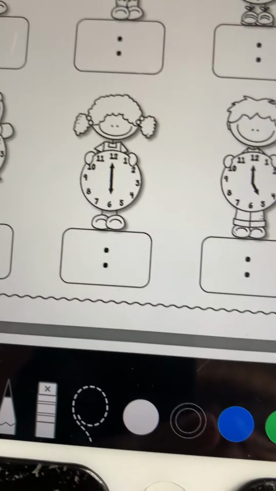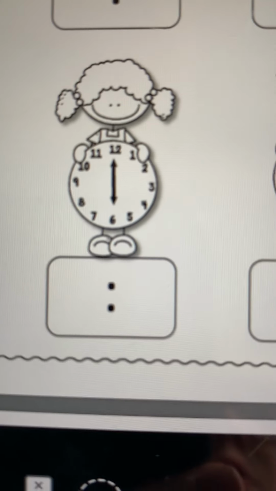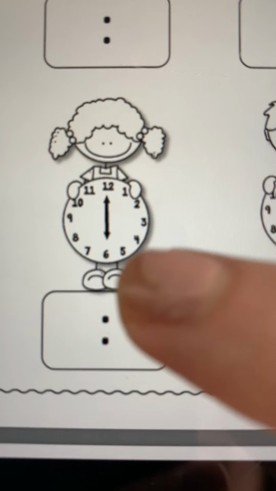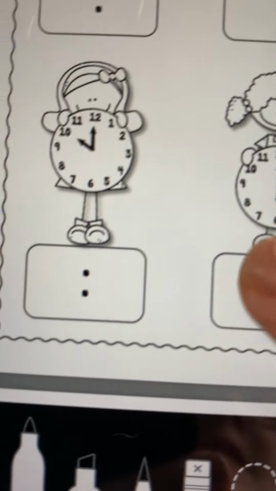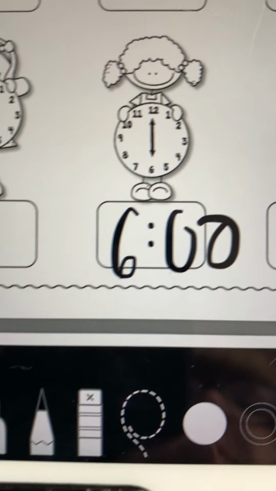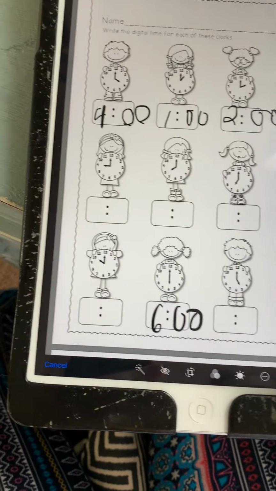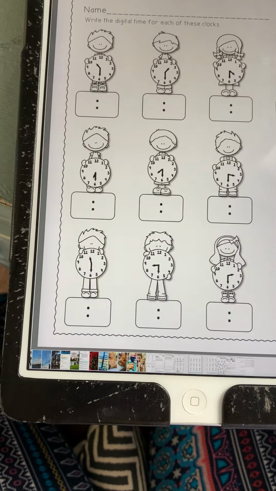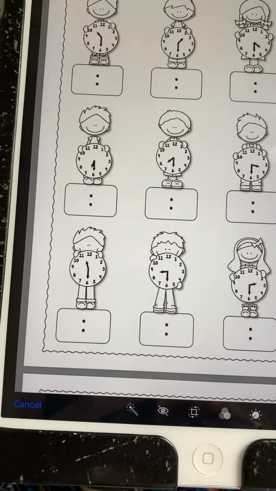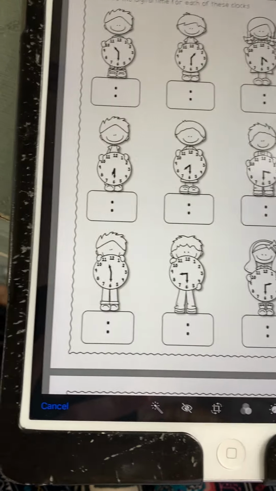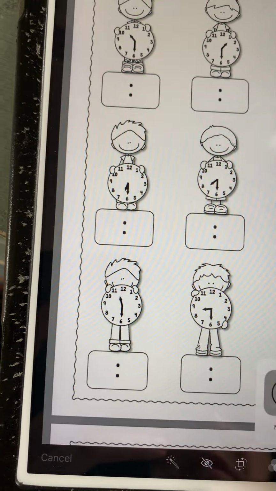And then let's go down to this one. Ooh, tricky. Well, I know that the little hand is on the 6, so that is a 6 o'clock. Okay, so let me hit save, move on, done. All right, now this one is to the half hour. Half hour is a little bit different.